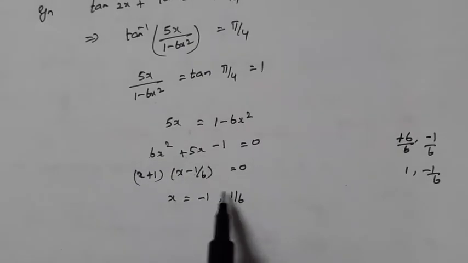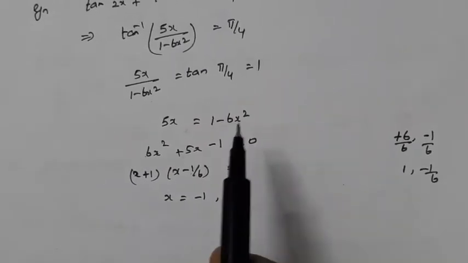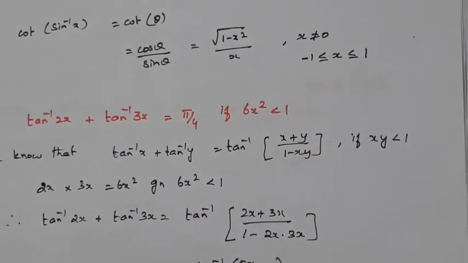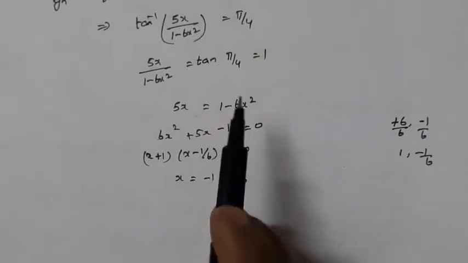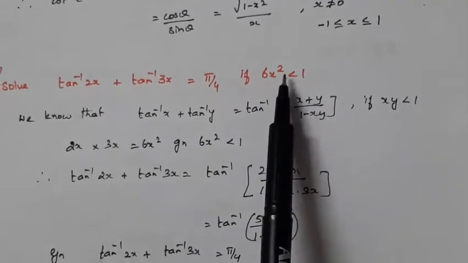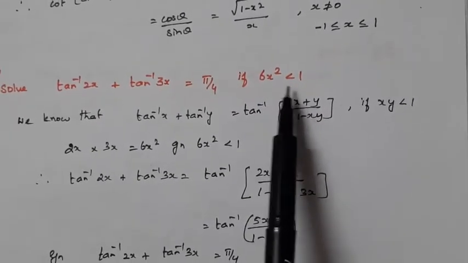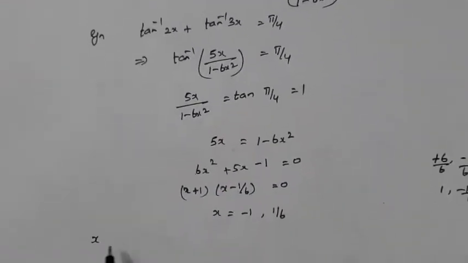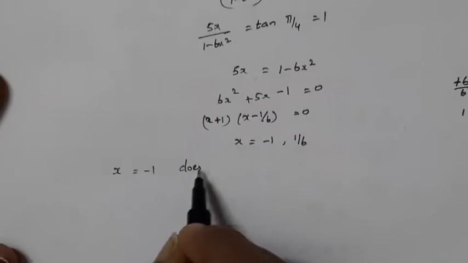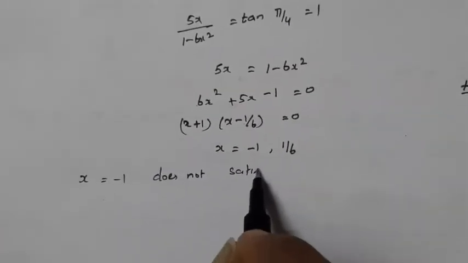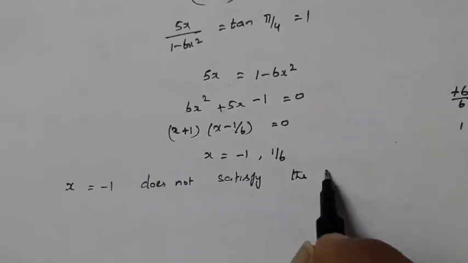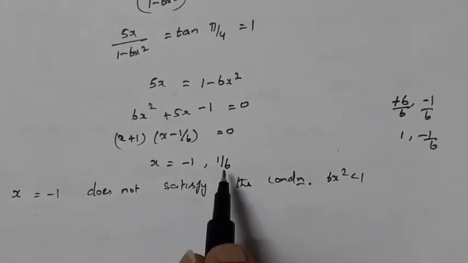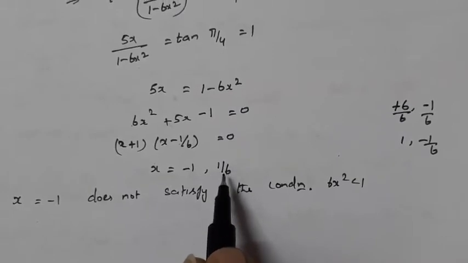But you have to check whether the two values satisfy the given condition 6x squared is less than 1. So, if we substitute x as minus 1, what happens to 6x squared? 6 into minus 1 the whole squared will be 6, but it is greater than 1. So, x is equal to minus 1 does not satisfy the given condition 6x squared less than 1. Let us check whether 1 by 6 satisfies this condition.